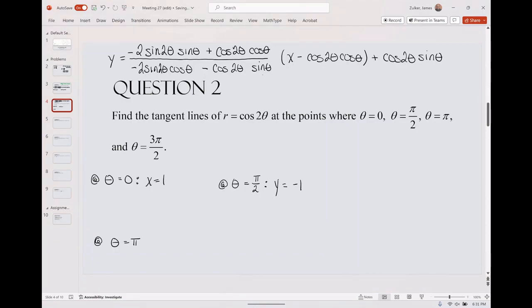Sine of pi is 0. So that's 0. That's 0. What's sine of 2 pi? 0. That's 0. Once again, the denominator is 0. As long as the numerator is non-zero, it'll be a vertical tangent line. So the question is, is that term 0 at pi? Nope, it's not. We have a vertical tangent line.